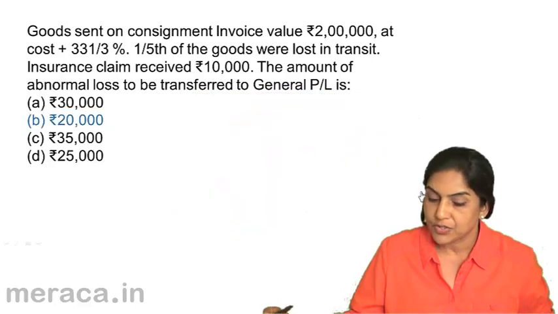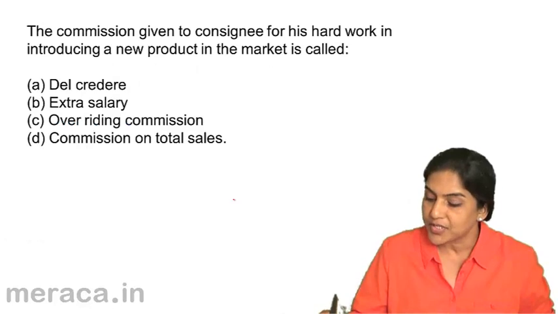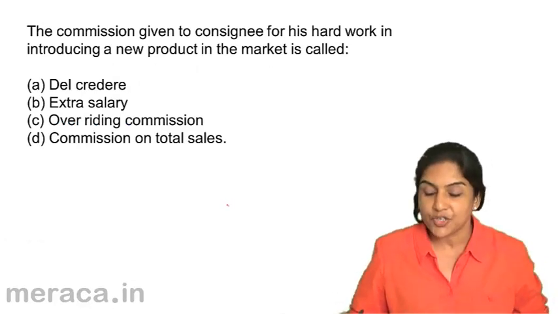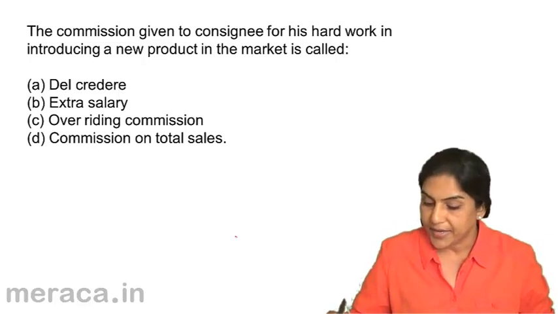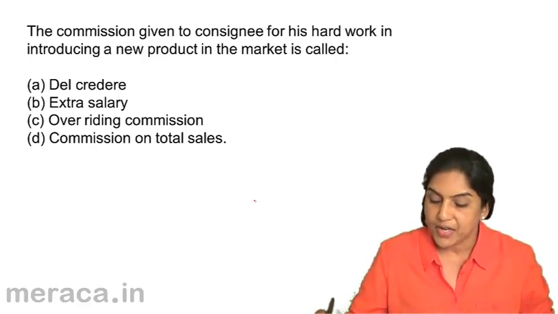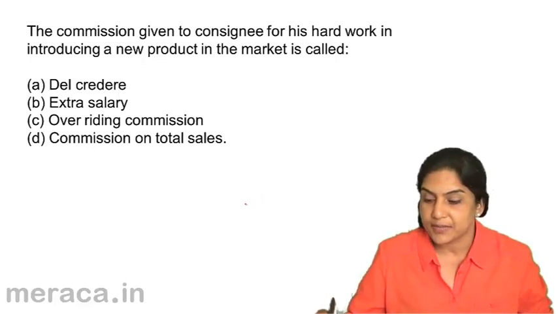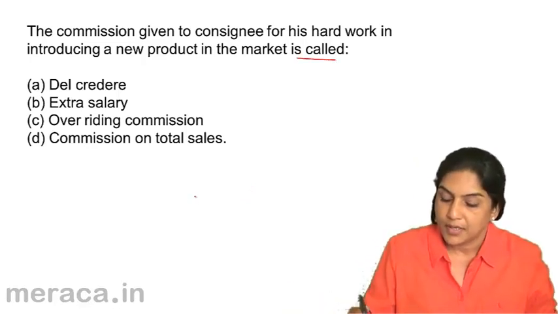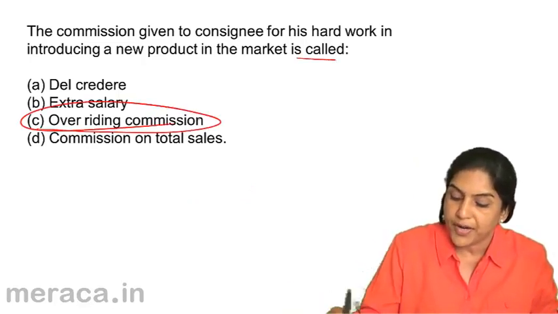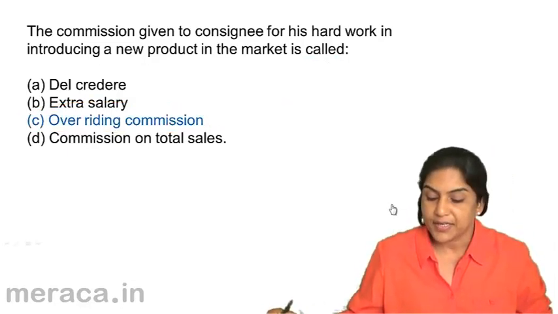Next, the commission given to consignee for his hard work in introducing a new product in the market is called A, Del-credere, B, extra salary, C, overriding commission, and D, commission on total sales. Such commission is called overriding commission. Option C should be the correct answer, overriding commission.